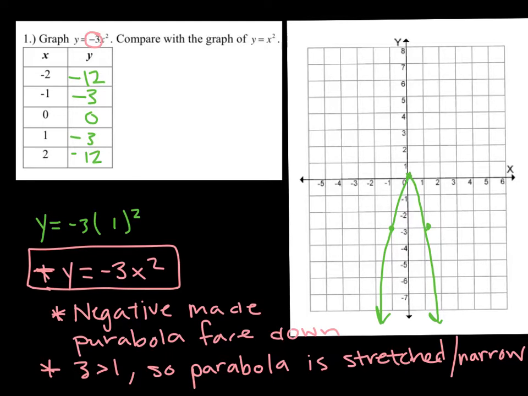So that's all there is to it. So just by looking at that function, I know that when I see a is negative 3, and we can even write that as a note, a is negative 3. I know, okay, this should be facing down, and it should be a little skinnier than your parent function parabola.